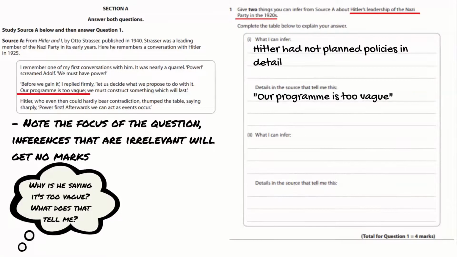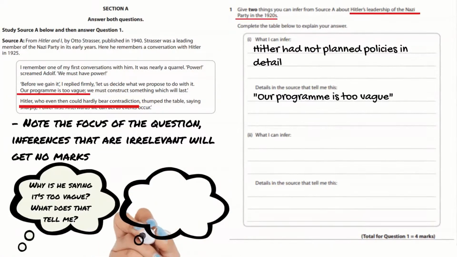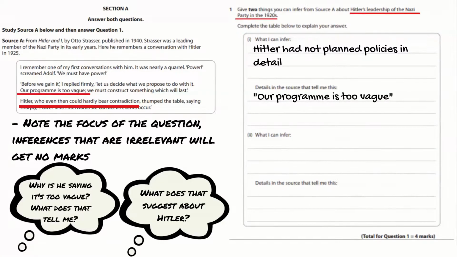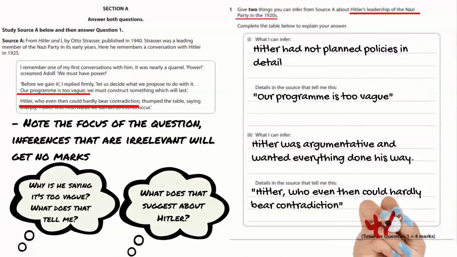Now we need another inference. So we read on and find "Hitler, who even then could hardly bear contradiction." Again, this is not an inference, this is just a statement, but we can make an inference from it. I think this suggests that Hitler is argumentative and wants everything done his way. So I'm going to write that in. Again, I just need the direct quote for the final section. Hopefully you can see that we need to avoid just restating what the source says and work out what it tells us about the question.